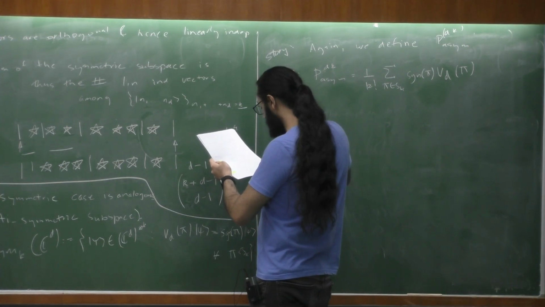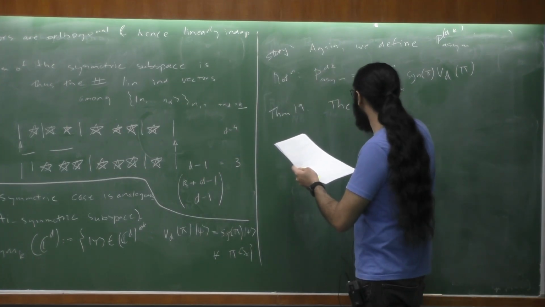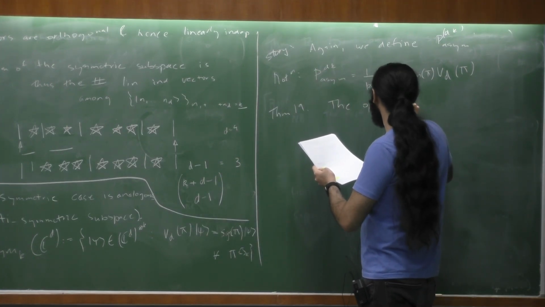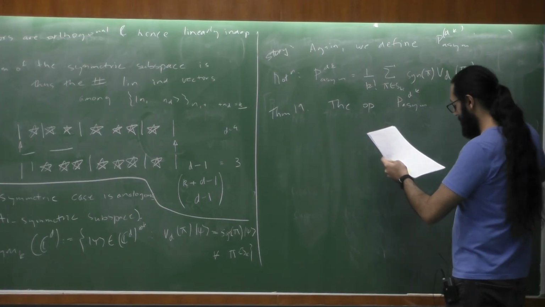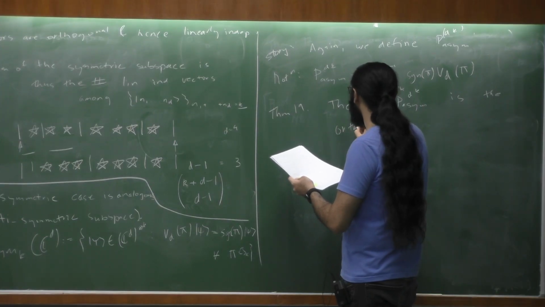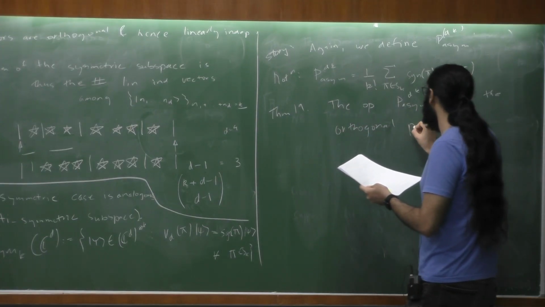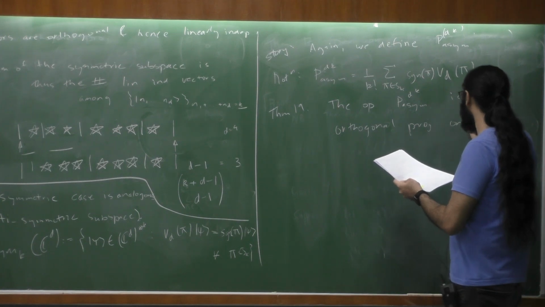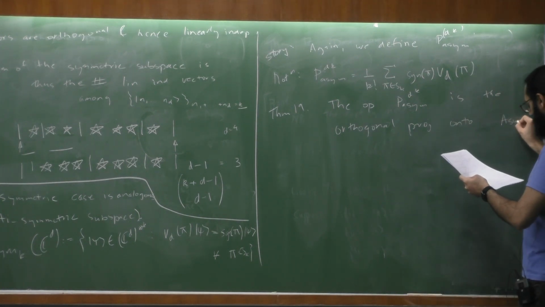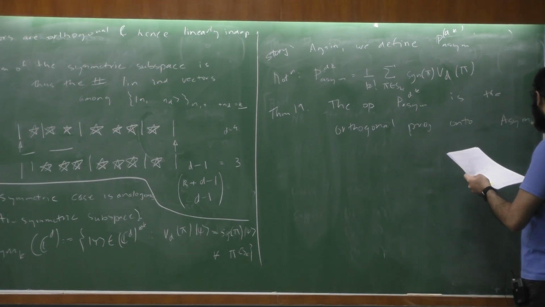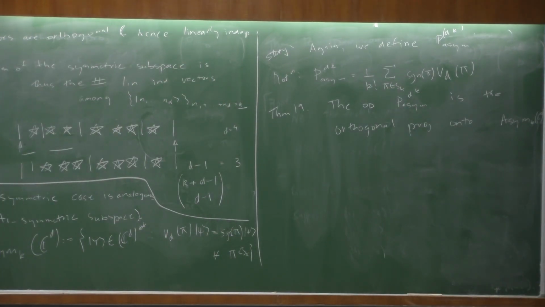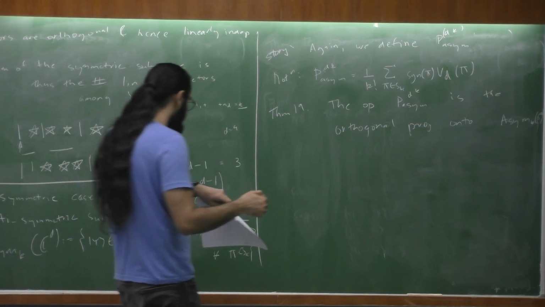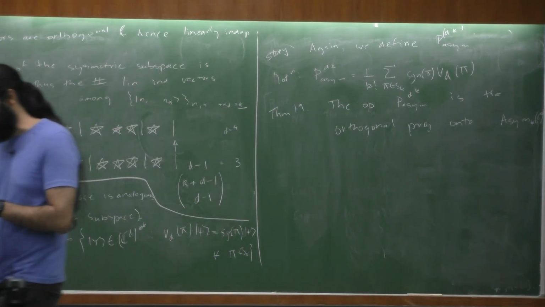And the theorem is the following. So the operator P antisymmetric D,K is the orthogonal projector onto the antisymmetric subspace, right? So onto antisymmetric K on C^D. Okay, so this proof, let's see if I run out of things to explain today, then we can come back and complete this proof. But let's see if I can actually go on to the, yeah, maybe I will have time later. Let's see.